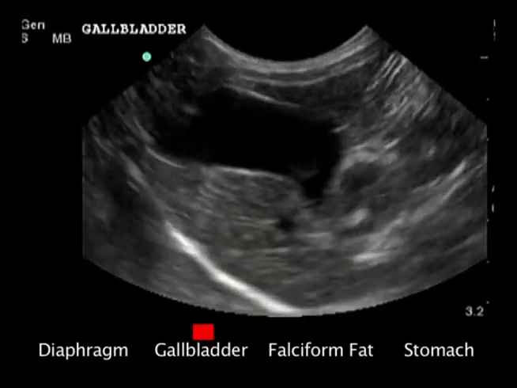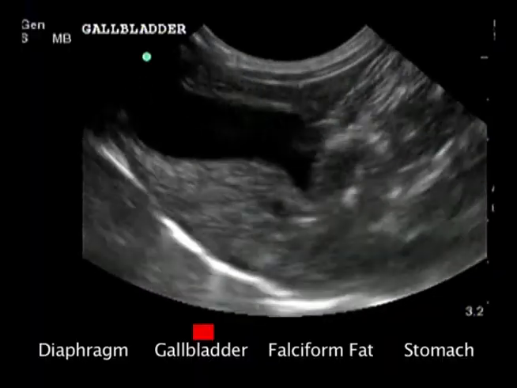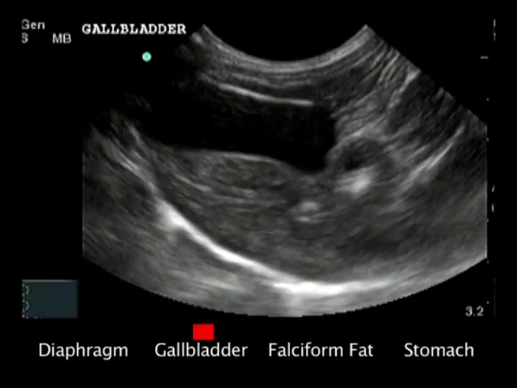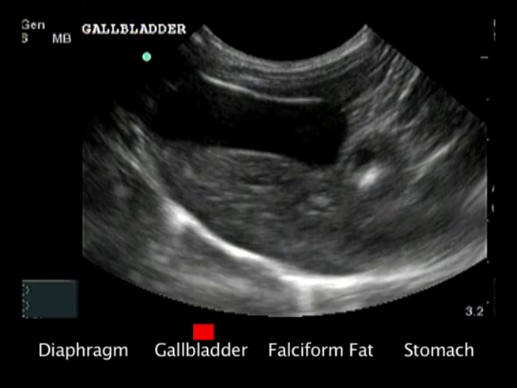The anechoic gallbladder is part of the biliary system. It is normally to the patient's right side of the ventral midline and surrounded by liver.